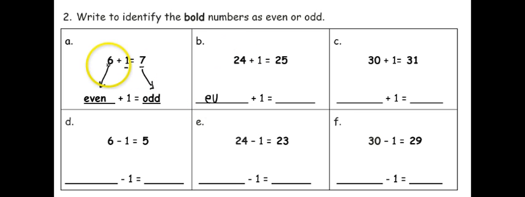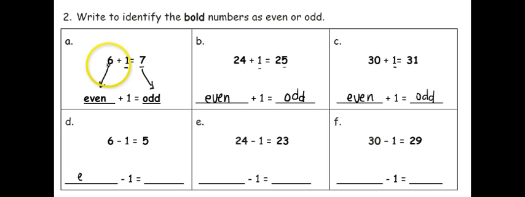24 is an even number. I can make it using 12 and 12. When I add 1 to it, I get 25. 25 is an odd number. 30 is an even number. I can make it using 15 and 15. I add 1 to it and I get 31, which is an odd number.